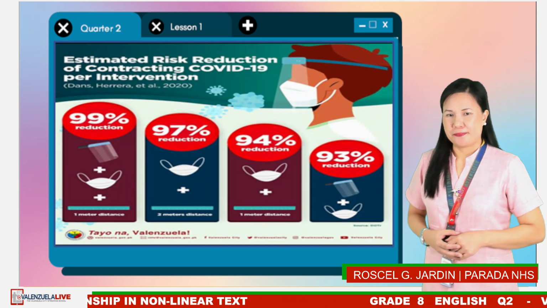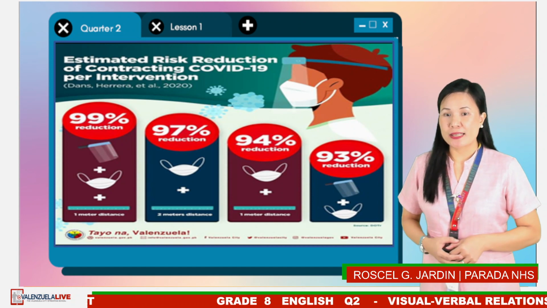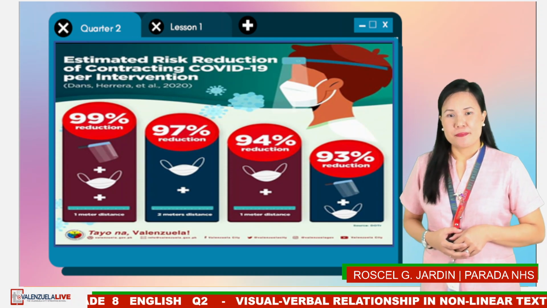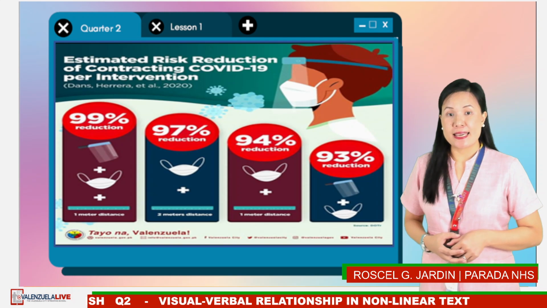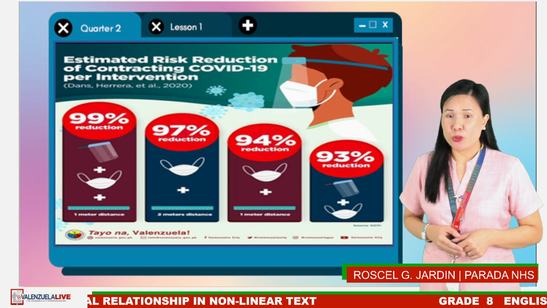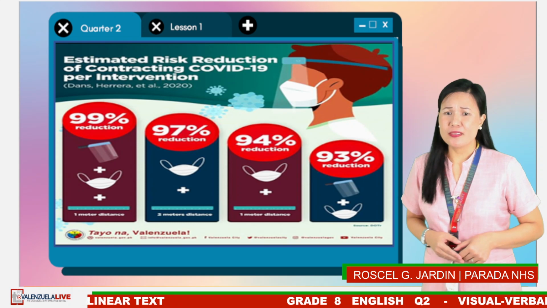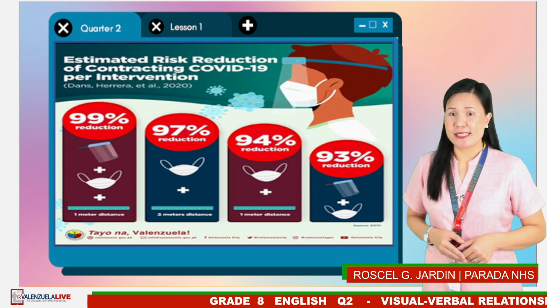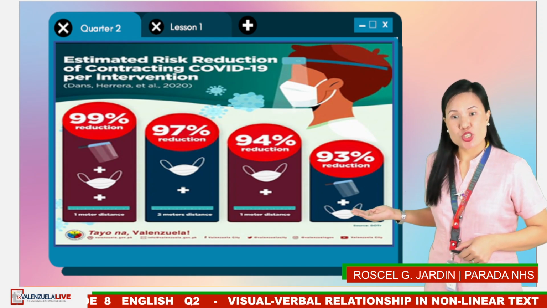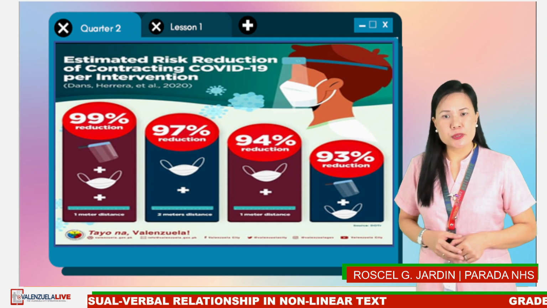Take a look at this one. It says that the estimated risk reduction of contracting COVID-19 for intervention, wearing masks, face shields, and physical distancing is 99%. Wearing a mask and shield would only result into a 93%. Observing a 2 meter distance and wearing a mask result into a 97% reduction. 1 meter distance and wearing a face mask, a 94% reduction.